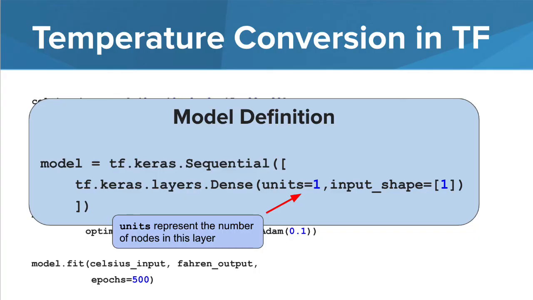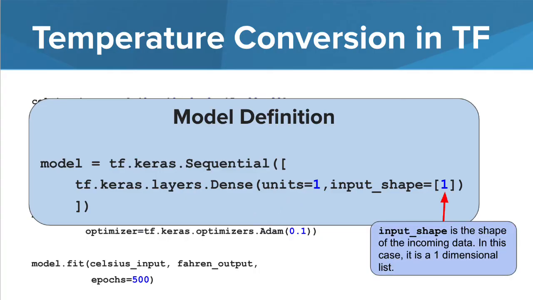Remember, the nodes represent different variables that are used to fit the model. For our temperature conversion model, we said we only needed one node. But as you build more complex models, you'll have a chance to adjust these values and optimize your model. The input shape tells the model how many input values to expect for each case. In our model, we only need one input representing our degrees Celsius, but as models get more complex, we'll update this value accordingly.